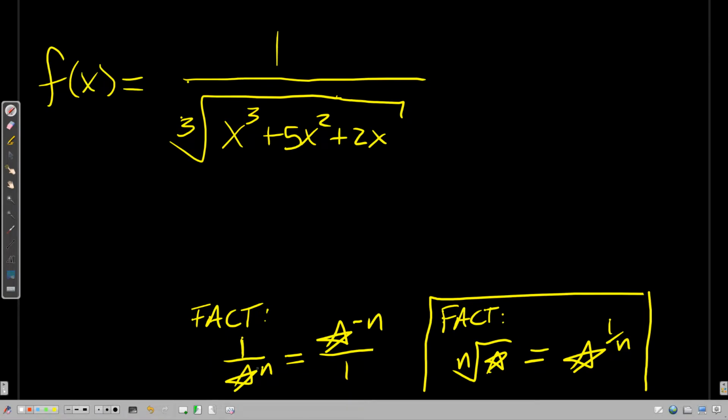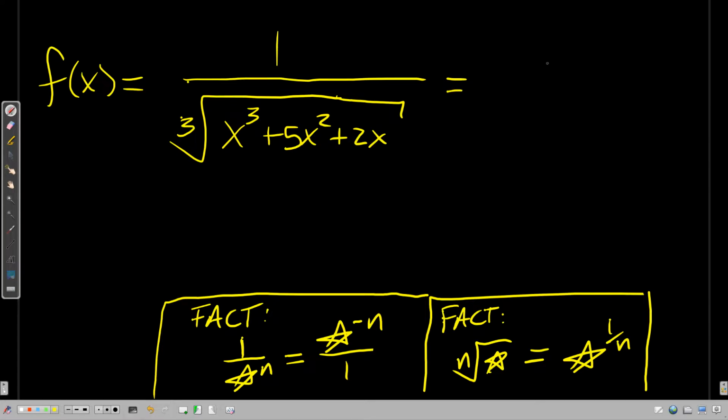Look at how the thing switched to the other side of the division bar. This guy moved to the other side of the division bar, and when that happens, if I want it to still be equal, then all I gotta do is switch the sign of the exponent. Okay, so then together with these two facts, you got a handle on this problem.